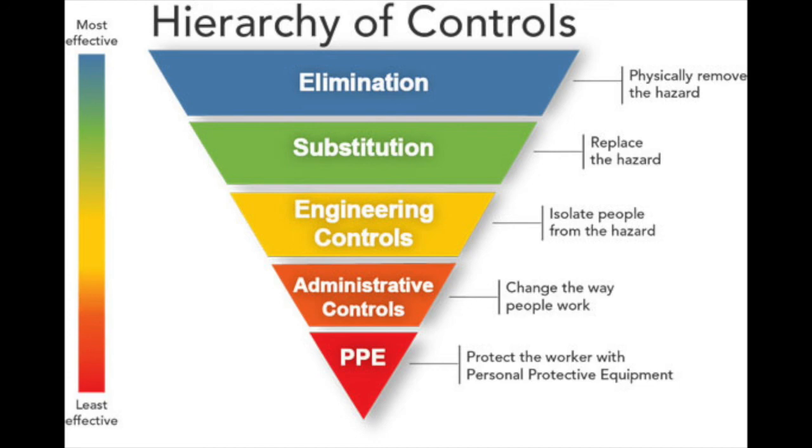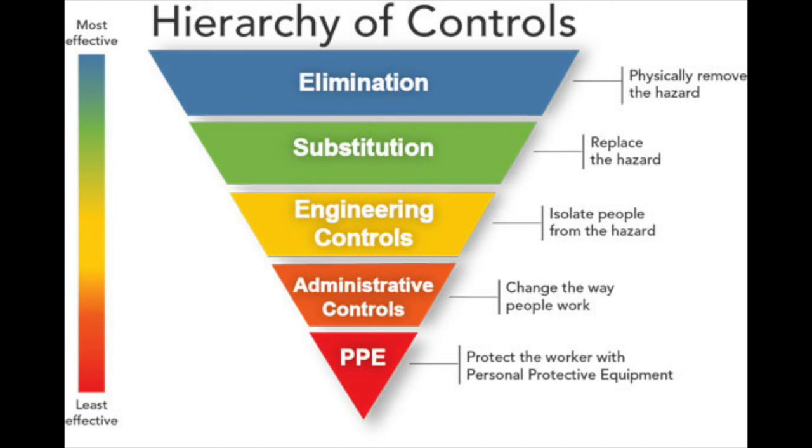Okay, the third hierarchy of control is engineering control. Engineering control such as enclosure of the point of release, and local exhaust ventilation. However, the engineering control does not eliminate the hazard, but it will isolate people from the hazard. So the fourth one is administrative control.